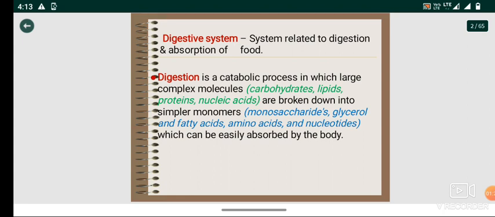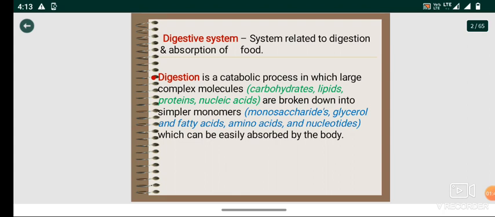So the utilization process starts with absorption. Therefore absorption is the key process in the digestion process. We can say digestion is not completed until the digested substance gets absorbed by the small intestine. So digestion is a catabolic process.